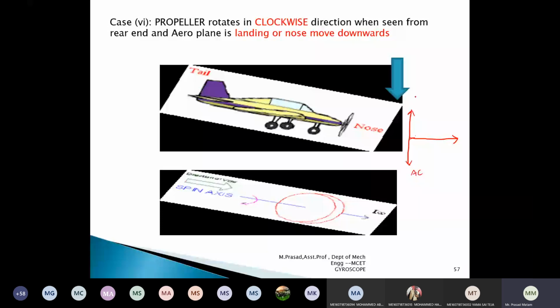Earlier in the 5th case, the propeller rotates in clockwise, taking the aeroplane to takeoff. When the aeroplane is taking off, I am getting the pressure vector in the negative z-axis. Now, when the aeroplane is landing, where does the pressure vector have to come? In the positive z-axis. This is my pressure vector. This is my spin vector. This is my clockwise motion. Now it has to move clockwise, then only it will go like this. Now it has to rotate in this direction, and then it comes downwards.